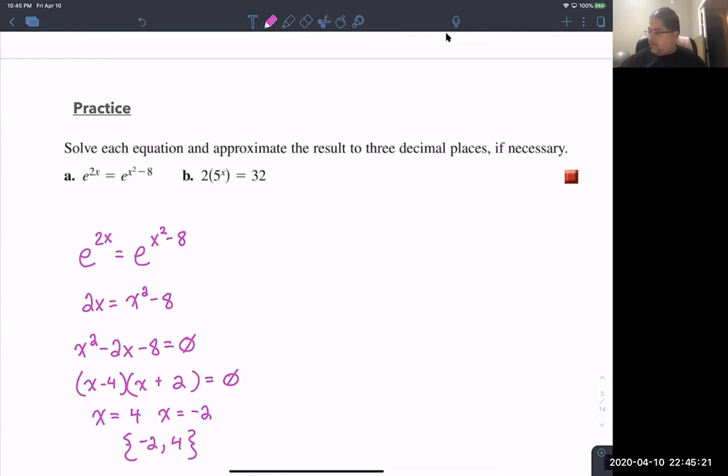Now B, 2 times 5 to the x equals 32. So before I can do anything, the first thing I got to do is divide both sides by 2, because I got to get my exponential by itself. Okay. So 32 divided by 2 is 16. Now I have 5 to the x equals 16. Well, what do I do?